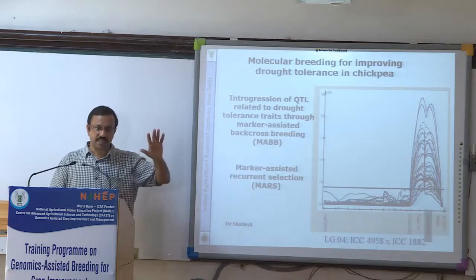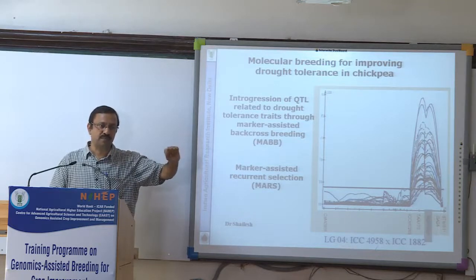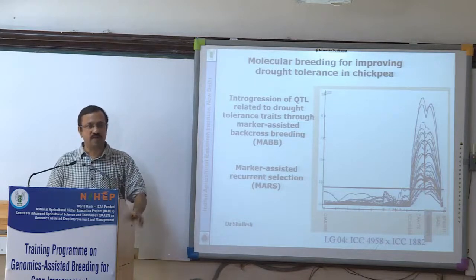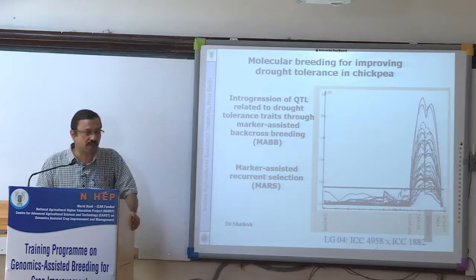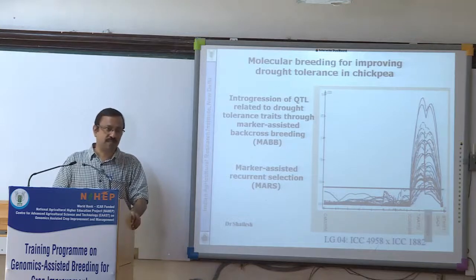So you will get some markers which are present but that root part is absent. That means these are housekeeping markers, right? You have that marker absent, but still that plant is drought tolerant. So again that marker is a housekeeping marker.